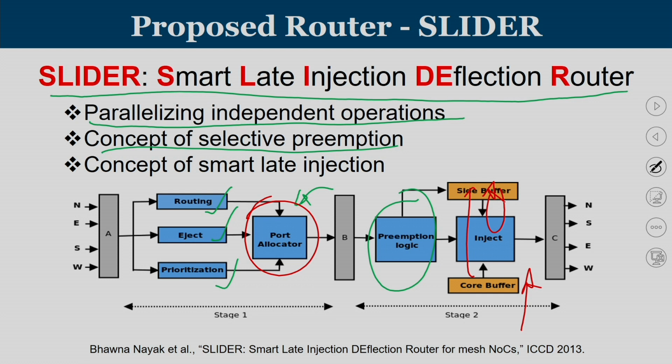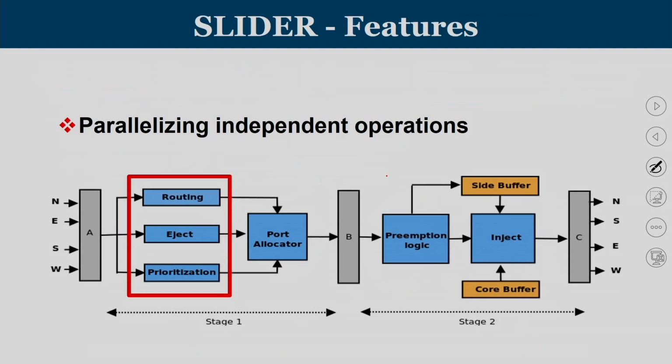So the concept of smart late injection is to inject the packets as late as possible in the pipeline, such that you look into which ports are available, and if your productive port is available, then you inject there. So, smart late injection deflection router. This is called the concept of Slider. We have three parallel operations that can be done.